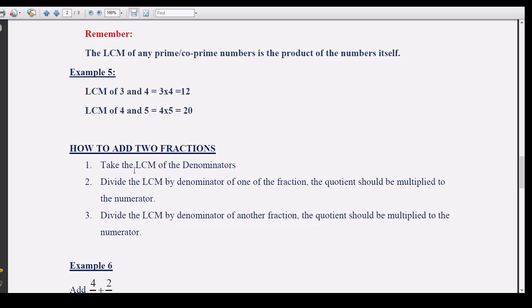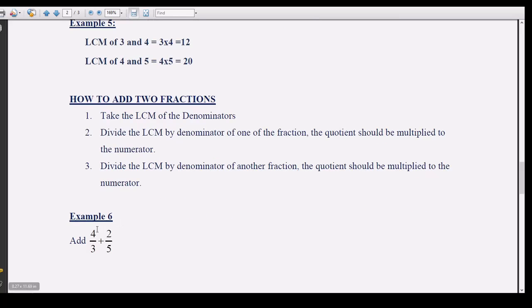Here the first step, you have to take the LCM of the denominators. Second step, divide the LCM by the denominator of one of the fractions. Whatever you are getting from there, the quotient should be multiplied to the numerator. The third step, again the same thing, divide the LCM by the denominator of the other fraction, then the quotient should be multiplied to the numerator. Clear? Only these three steps. You try to remember these three steps and you will be able to add or subtract any two fractions.